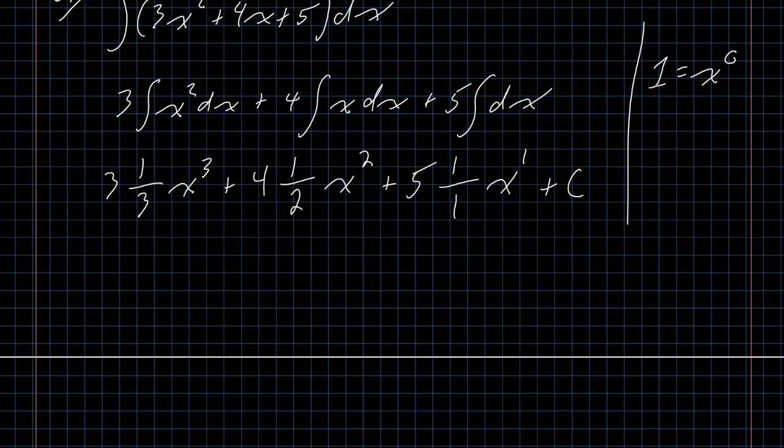Simplify this expression. We get 3 times 1/3 is 1, so that's x cubed. 4 times 1/2 is 2x squared. 5 times 1 over 1 is 5x plus c.